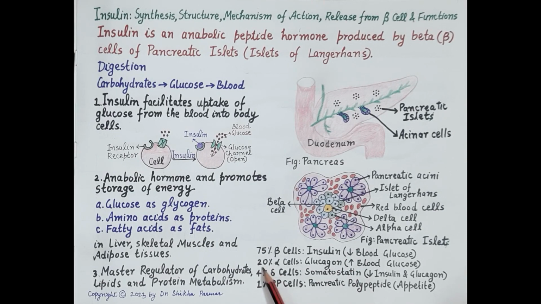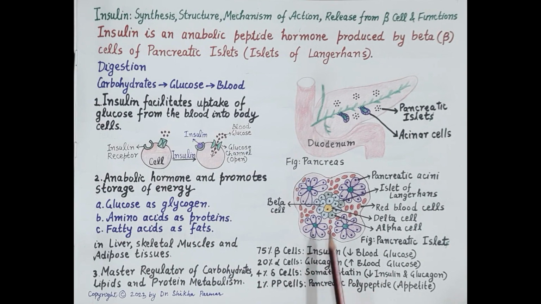Now, approximately 20% of these islet cells are the alpha cells. Alpha cells release hormone that is called as glucagon. Glucagon increases the levels of glucose in the blood.